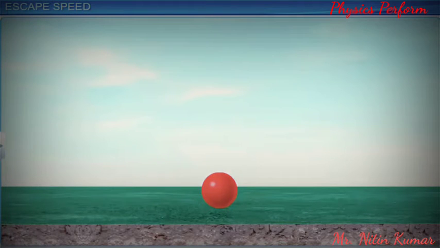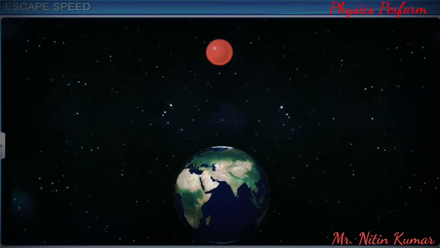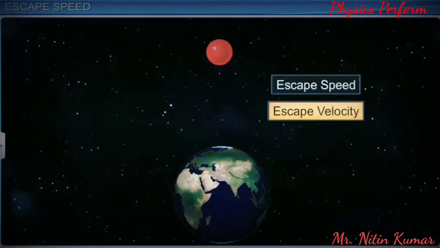Here's another way to ask the same question. Is it possible to project a body vertically upwards with a speed that allows it to escape the gravitational field of the Earth? If it is possible, the speed will be the escape speed of the object. Sometimes, escape speed is also referred to as escape velocity. For the time being, assume this is possible. In this case, does the escape speed of different objects depend on their masses?